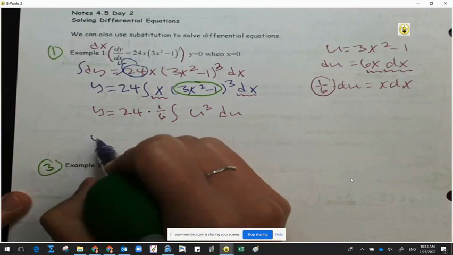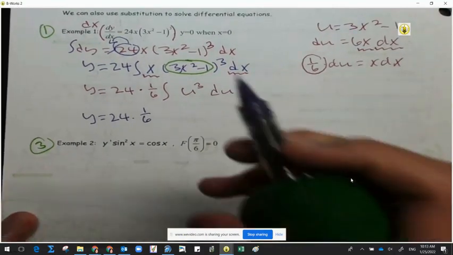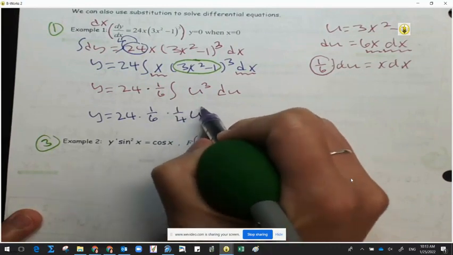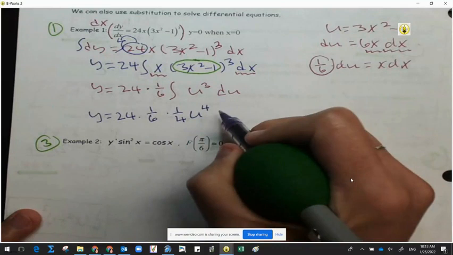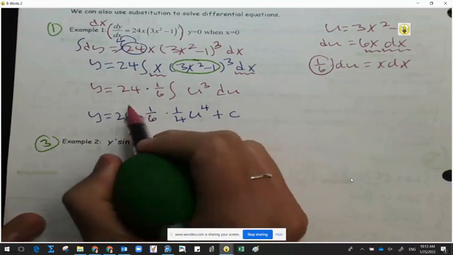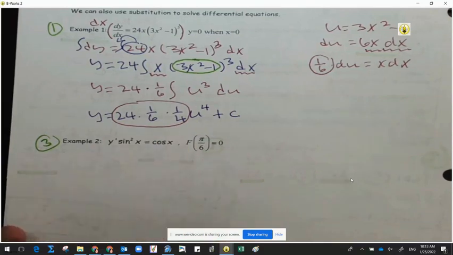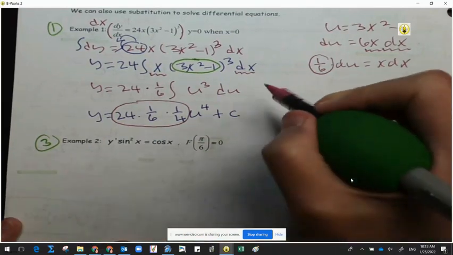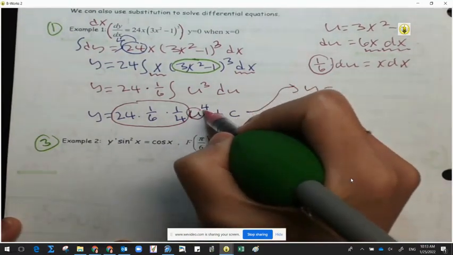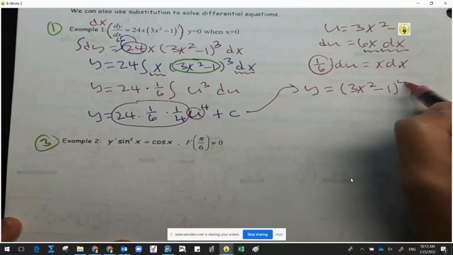So when I integrate, I am going to leave the outside as it is for now. You can compute as you go, but at some point, it becomes cleaner if you compute at the very end. So on u cubed, that is 1 over 4, u to the power of 4. Plus what? Plus c. du goes away when we integrate. And then I want you to notice something right here. If I simplify the 24, 1 over 6, and 1/4, what does that become? 1. So let's rewrite this. y is equal to, and that part is 1. In place of u, let's plug it in. 3x squared minus 1 to the power of 4 plus c.